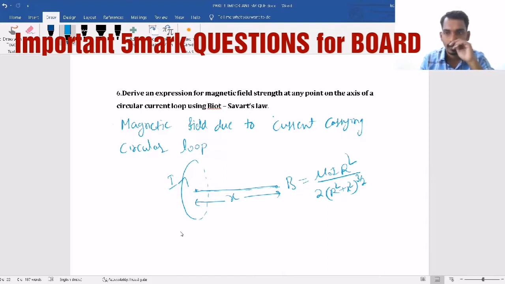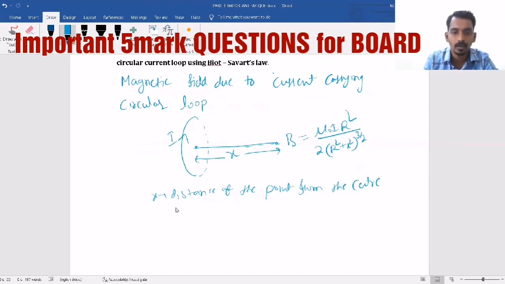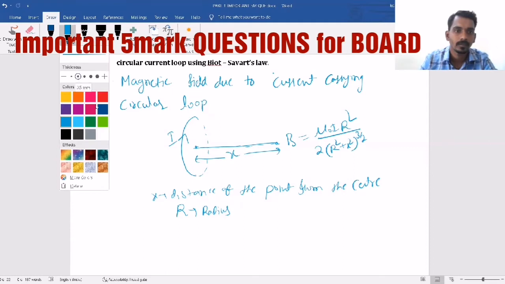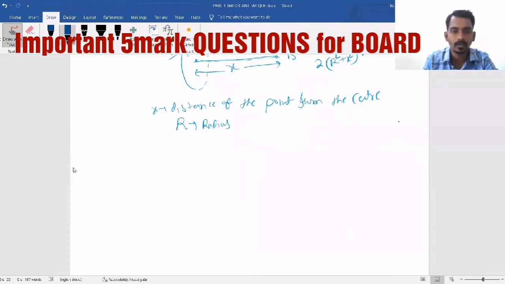where I is the current in the loop and x is the distance of the point from the center, and capital R is the radius of the loop. So capital R is what? Radius. Now let's try to prove this result. This is the actual result. Now let's consider the proof.